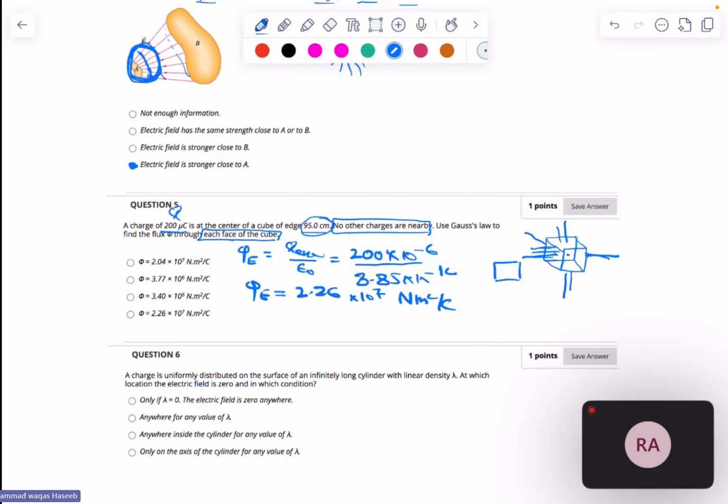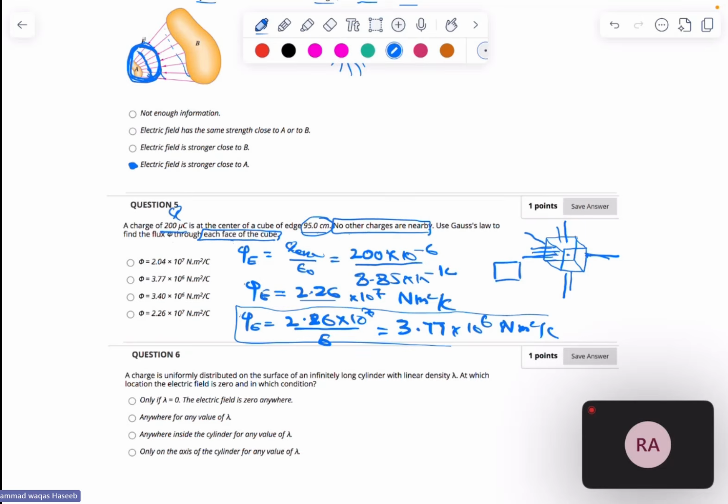So this is the total flux through all the faces, and to get the flux at each face you need to divide it. How many faces do you have? 6. Then you divide, and you will get 3.77 times 10 to the 6 Newton meter squared per coulomb. So you have both of the answers, but you need to be careful choosing the option. So this is the correct option.